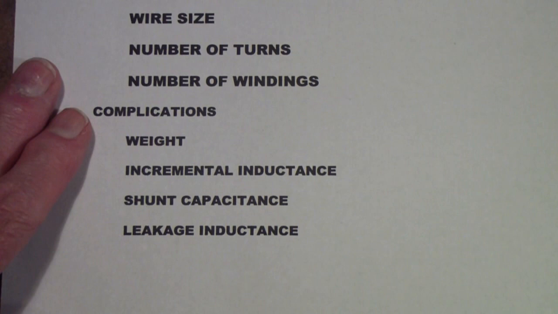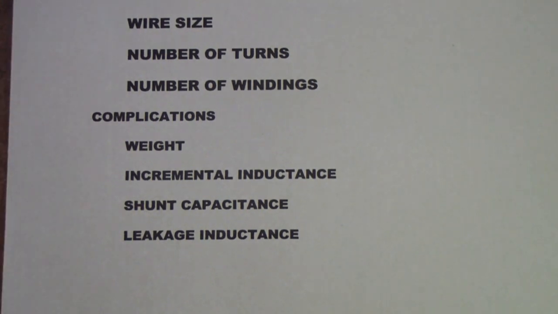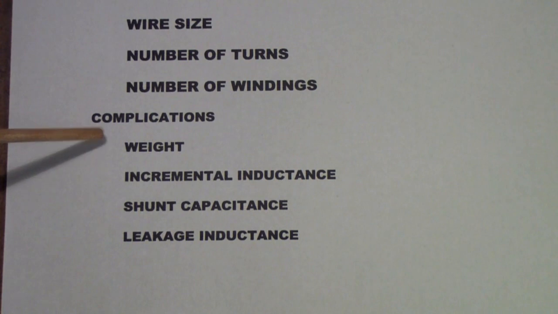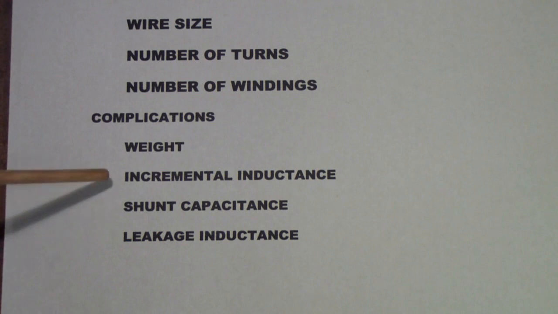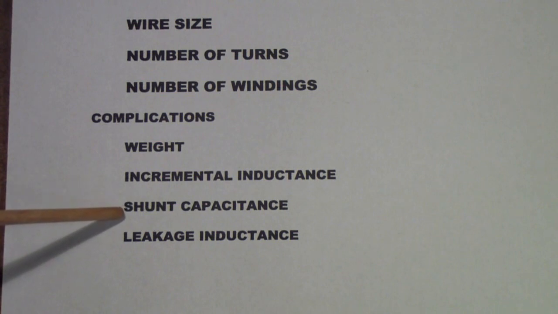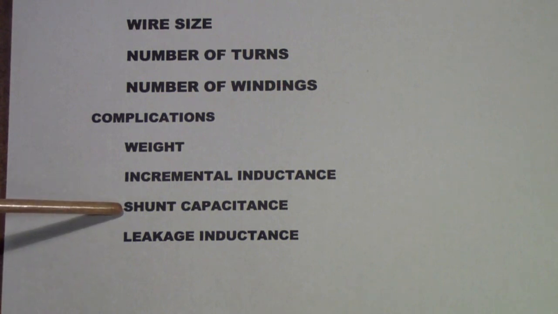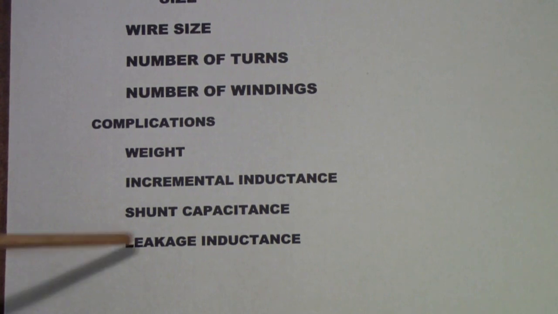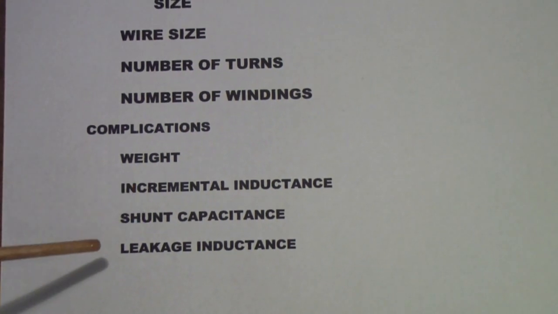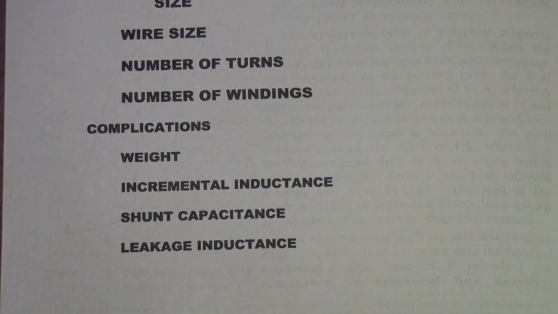So here are the typical complications that you have to deal with. You have to deal with the weight issue. You have to deal with incremental inductance, which we will talk about in a minute. That is the fact that the BH curve is not linear, so that you start at 0 and you get what is actually an S curve. I'll show you one of those in a little bit. The third factor is one I just mentioned, shunt capacitance. That limits the high frequency response. And then finally, leakage inductance. And this is the one we're going to focus on mostly in this video. So let's take a quick look at incremental inductance and then move on to the real heart of this video.